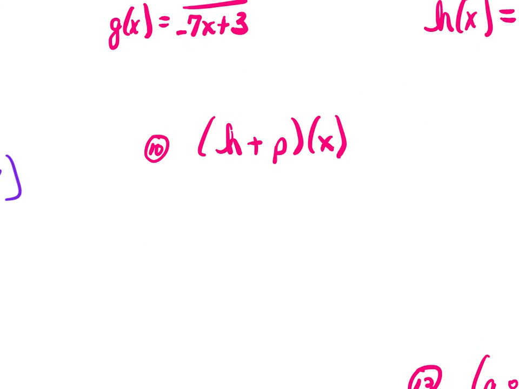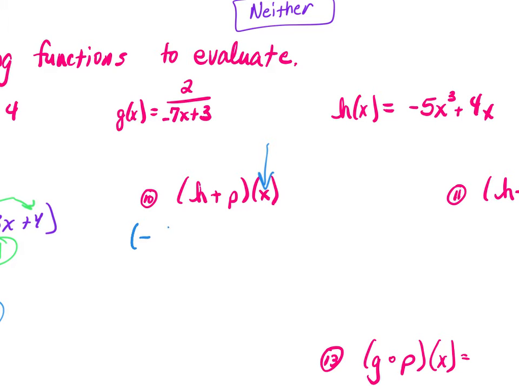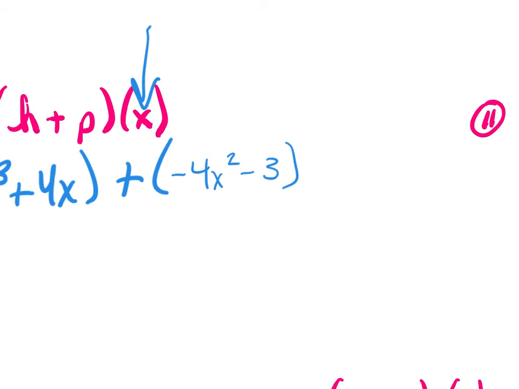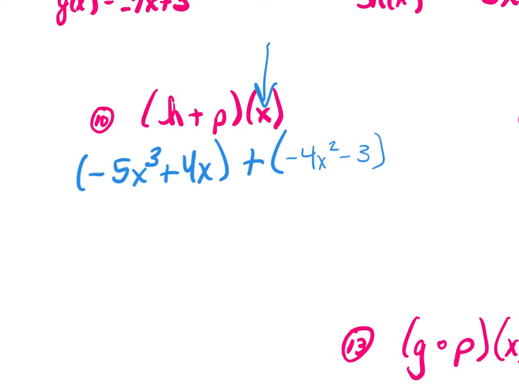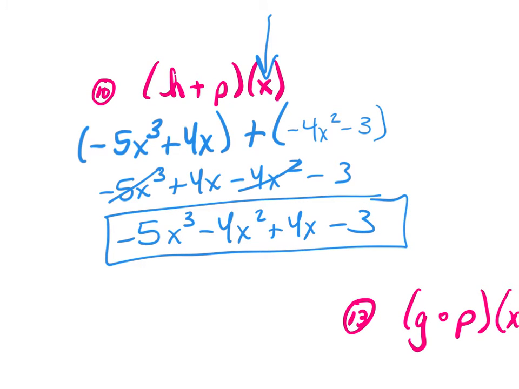In this next example, they're telling me to add the two functions, but leave it in terms of what? X. You should have an x in your answer. So they're saying take the H function, which is negative 5x cubed plus 4x, plus the P function, which is negative 4x squared minus 3. I don't have anything to distribute because I have a positive in the middle, so let's rewrite our parentheses. Minus 4x squared minus 3. Now write your exponents in descending order. So negative 5x cubed, negative 4x squared, plus 4x minus 3. That is your final answer, because they're telling you leave it in terms of x. They're saying do not plug any number in, just leave it in terms of x.